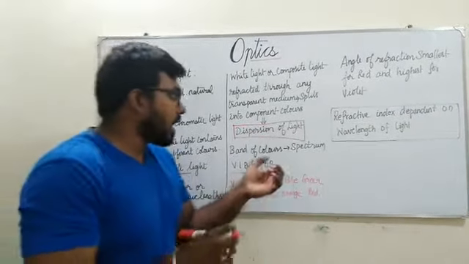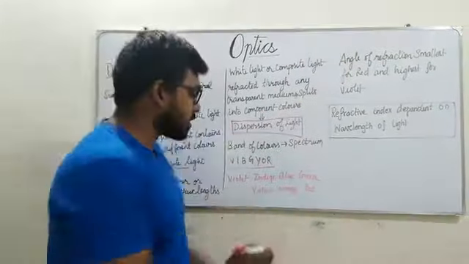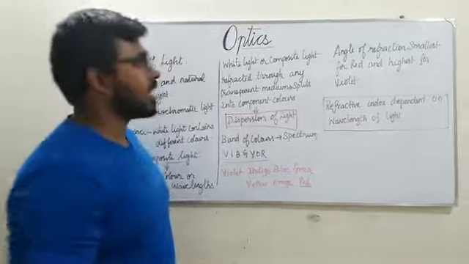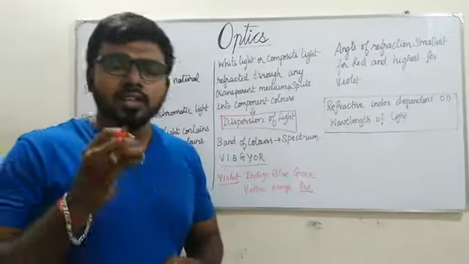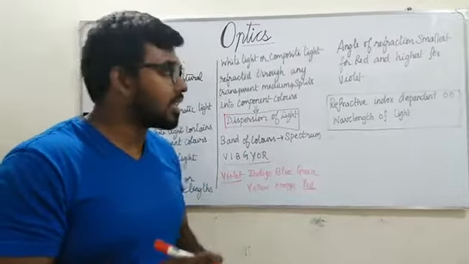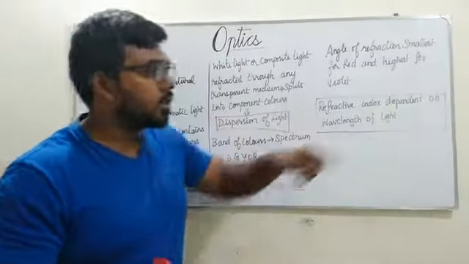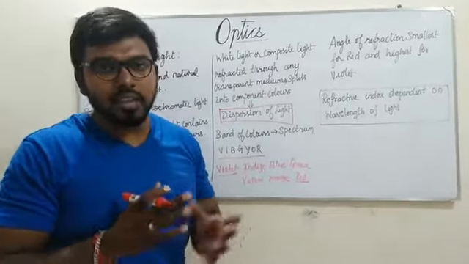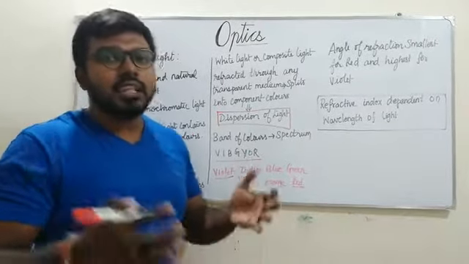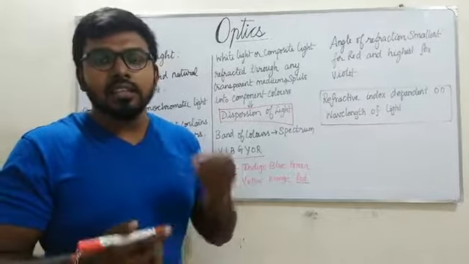From this we can identify that the angle of refraction is smallest for the red color and highest for the violet color. According to Snell's law, the refractive index is mainly dependent on the wavelength of the light. As the wavelength of the light varies for different colors, they are composited into a single white color. This we call dispersion of light.